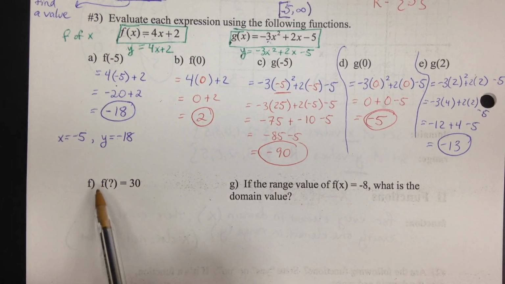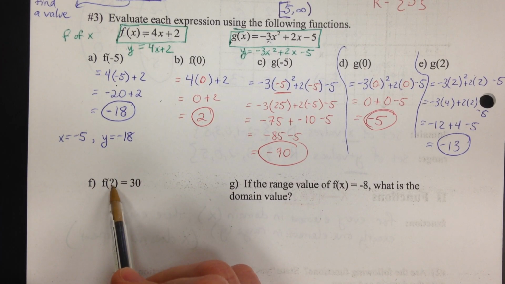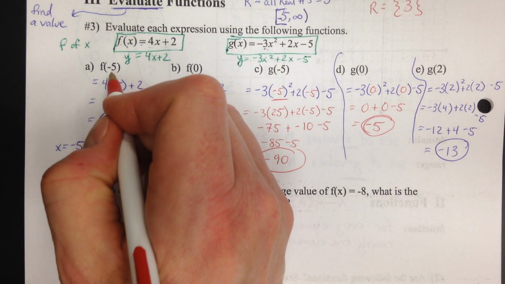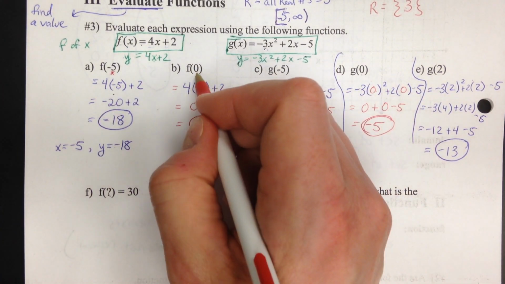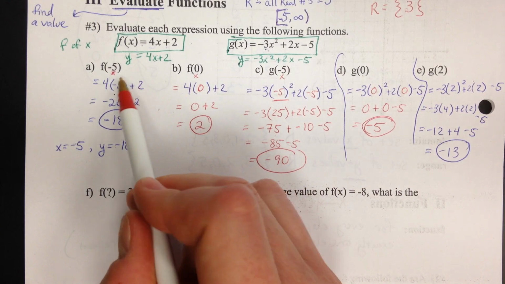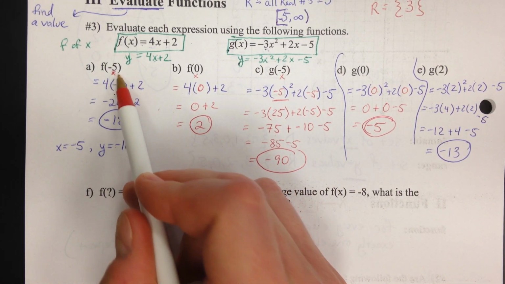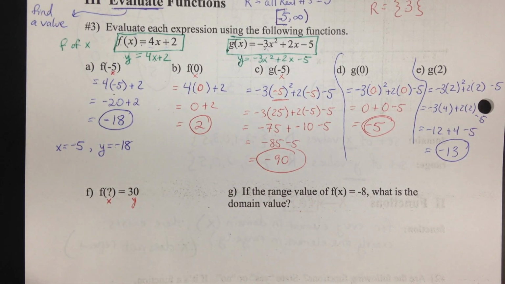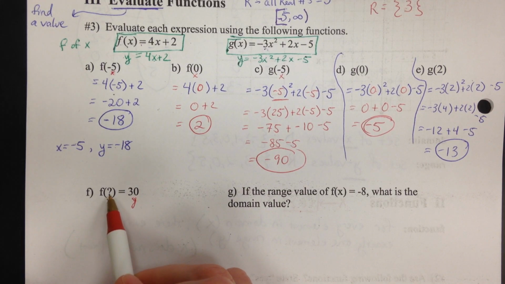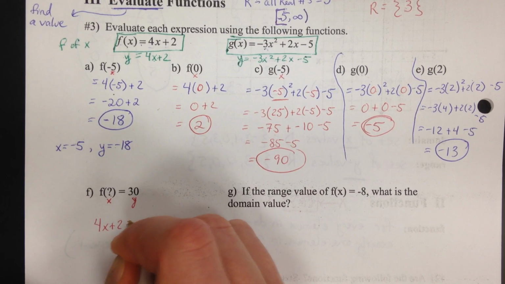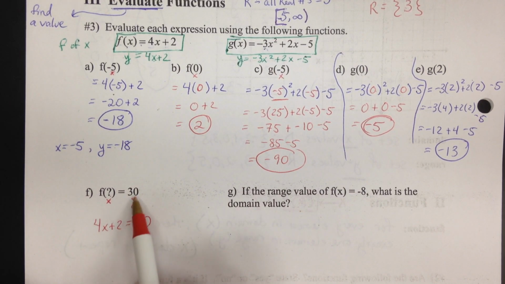Now part F is a little different. It says f of question mark equals 30. Every time, I'm going to go back here to part A. This is an x value, negative 5. F of x, x is 0. G of x, x is negative 5. What they're saying is, take the x, find the y. Now here, we don't know the x. What they're giving us is the y value. So if I take the f function, which is 4x plus 2, this time, they're telling me the outcome. They're telling me what the y value is going to be. I'm going to get 30 out of this.